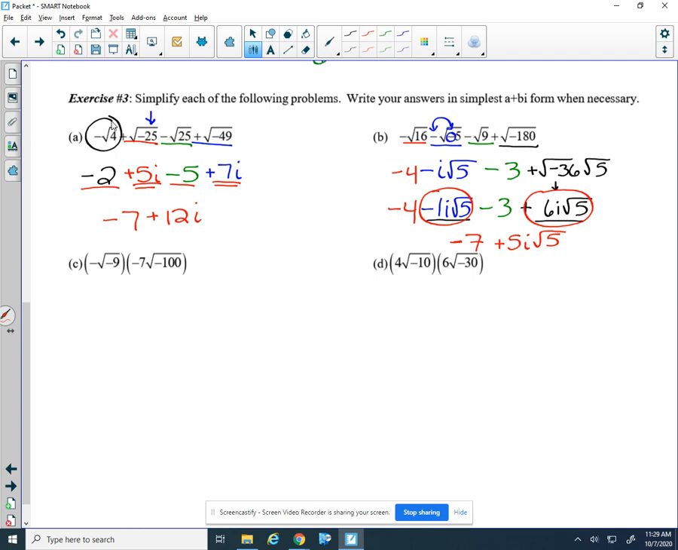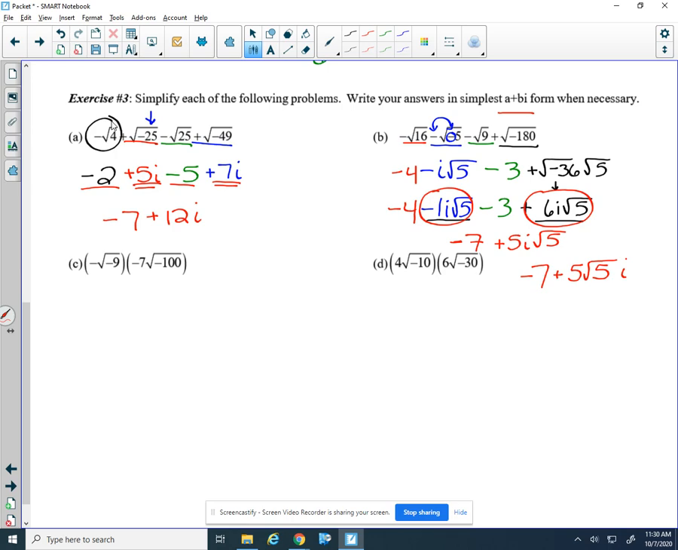Now if they want this in a plus bi form, I need to take that and write this as 5 radical 5 i. And that's basically because they want an a plus bi form, so the i has to come last.